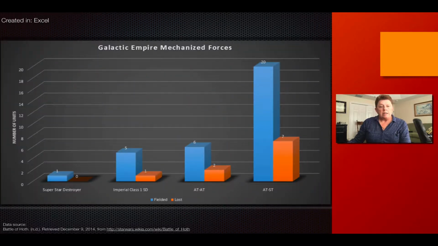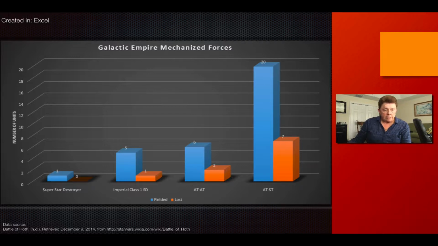Here, created in Excel, is the Galactic Empire Mechanized Forces. What you have here is one of the visualizations that were required for this assignment, and it was a bar graph. Well, he's taken it one step further and he has a three-dimensional bar graph. And if you take a look at it real close, you're going to see what we were measuring on your week one assignment. They have a title at the top. It's clear what this is about.